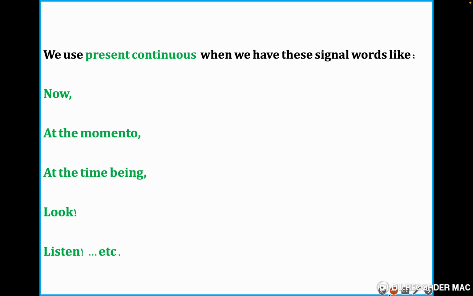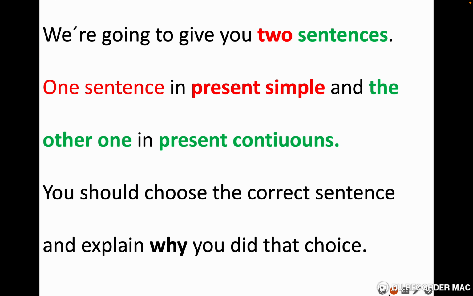Let's continue. We use present continuous when we have these signal words like now, at the moment, at the time being, look, listen. So when we say to you, look, it means that the action is happening now. So it means present continuous. When we say to you, listen, something is going on, so it means the present continuous. So let's repeat after me this rule. We use present continuous when we have these signal words like now, at the moment, at the time being, look, listen.